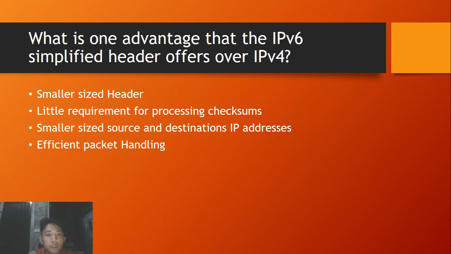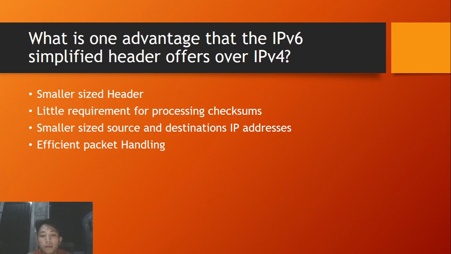So, what is one advantage that the IPv6 simplified header offers over IPv4? The choices are smaller size header, detailed requirement for processing checksums, smaller size source and destination IP addresses, efficient packet handling. So the answer for this question is efficient packet handling. So why? The IPv6, or Internet Protocol version 6, simplified header offers several advantages over IPv4.